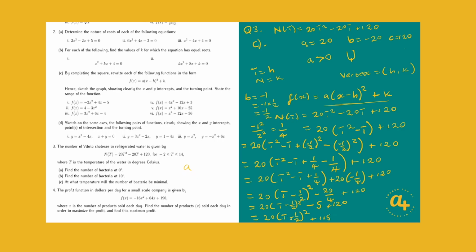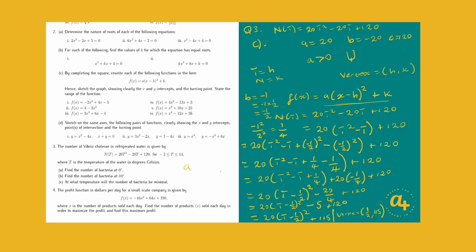So if we look at our final answer here and then we look at the standard form equation, we can see that we have finally written our quadratic equation in standard form. Now, the thing that we are most interested in here is our h and k. And if we look at our final answer, we can see that our h is half and our k is 115. Therefore, our vertex is going to be equal to half, which is 1 over 2, comma, 115. So our h is half and our k is 115.